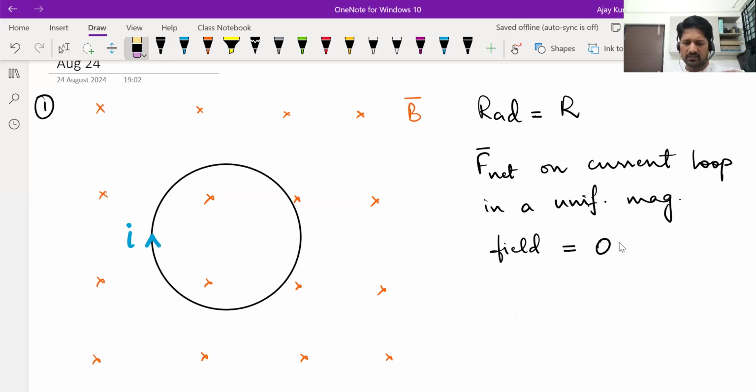But I want you all to consider element by element. For example, let's say we consider this current element. You all think about it. Let's say the current element is IDL. It's in the plane of your screen, as you can see. Magnetic field is perpendicular to your screen. What is the direction of the force acting on it? Force acting on a current element is dF equal to IDL cross B. Based on that, tell me the direction of force acting on that element.